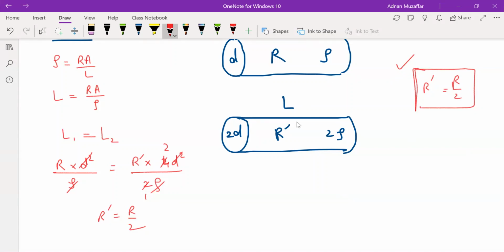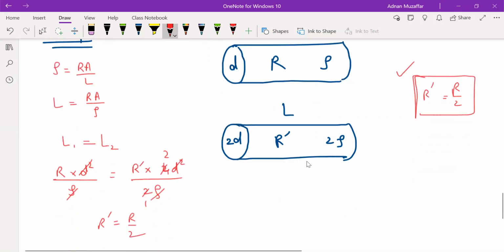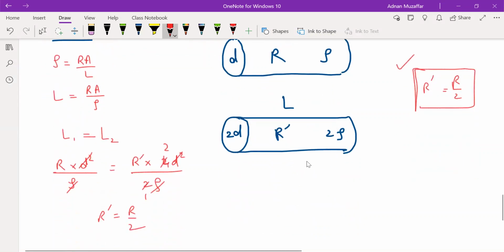Is it clear, students? So this was one of the ways by which they can give you questions, and you should be ready to solve in any way. Sometimes they give the same diameter and ask you to find the resistance. They change the length and resistivity. They can even ask you to find the diameter of the second wire if they keep the resistance the same. So there can be many changes. It all depends on the designing of questions. But you should be very expert in dealing with such questions. I hope you will be able to do it, inshallah.